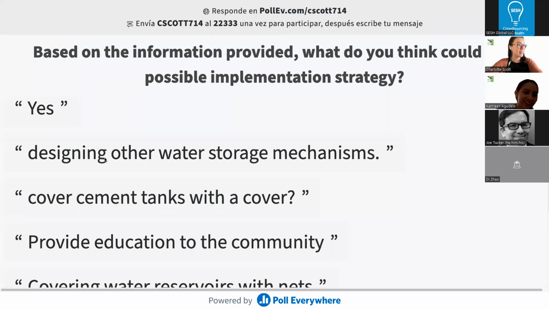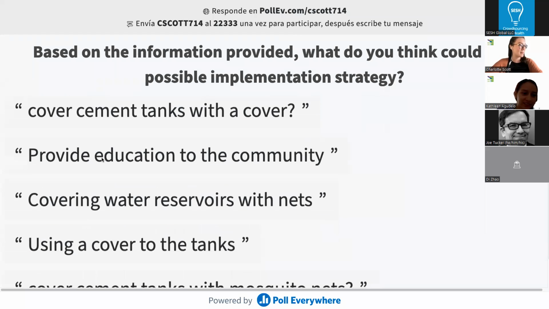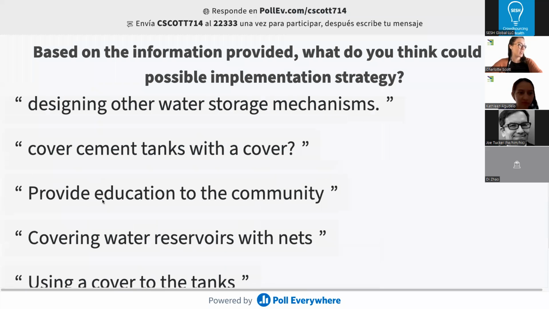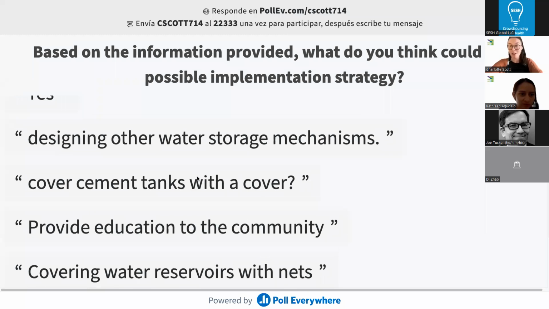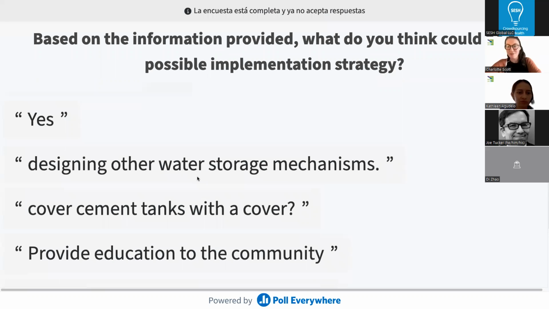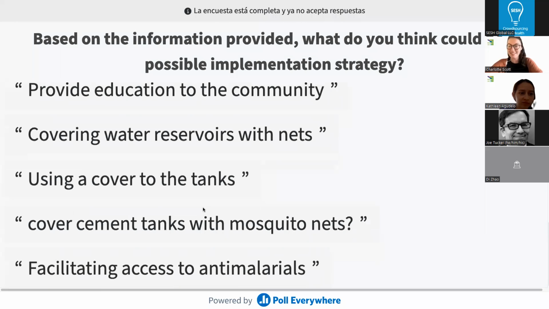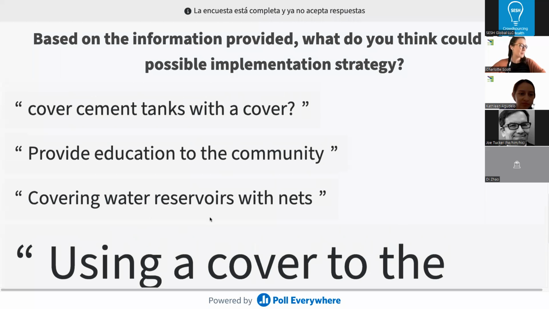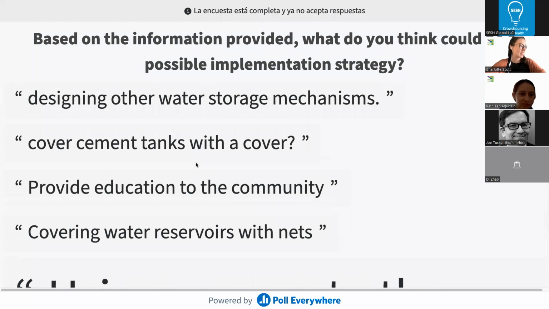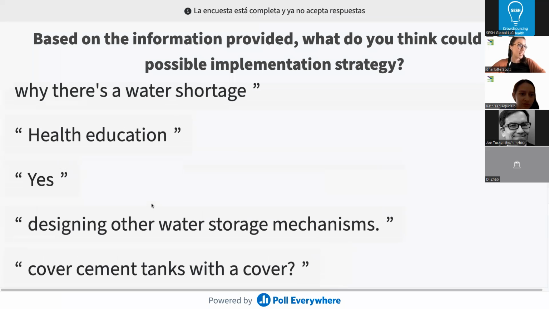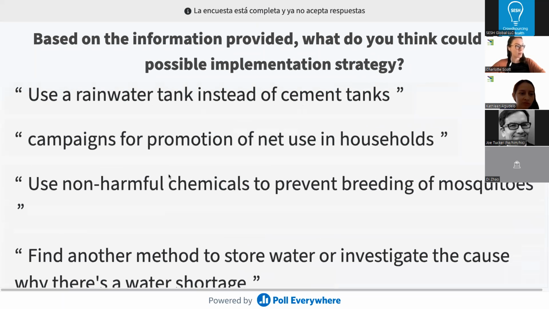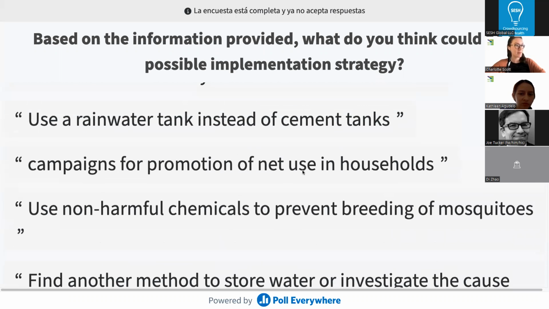But also these are great to highlight. For example, the educational strategies. So providing education to the community, other water storage mechanisms. So they've definitely identified what the implementation problem is and the justification of water storage. So alternative ways. Let's see what else we get. Health education, other methods to store water, other non-harmful chemicals to prevent breeding of mosquitoes.